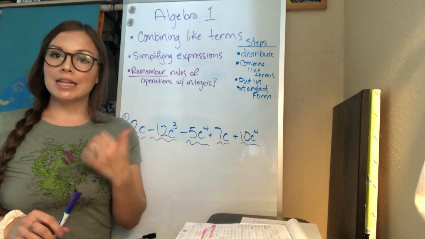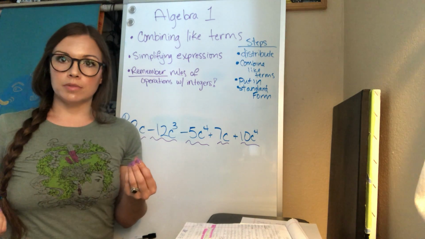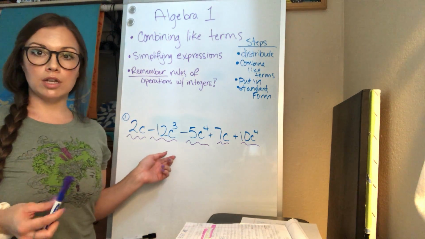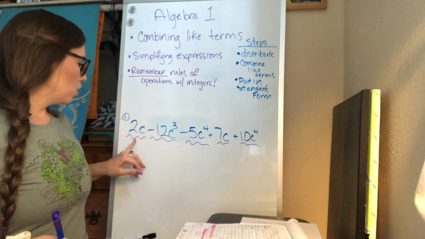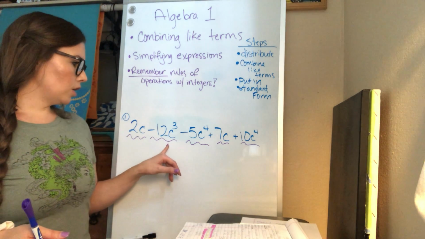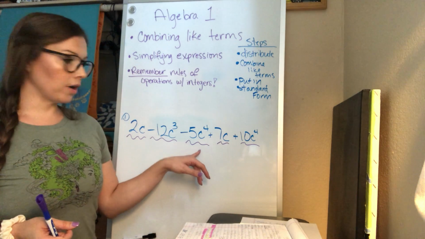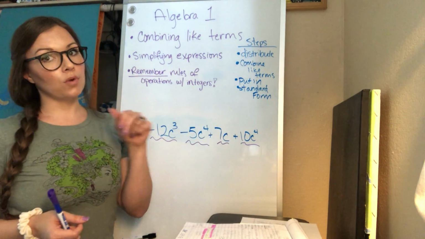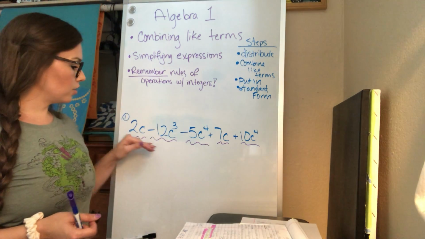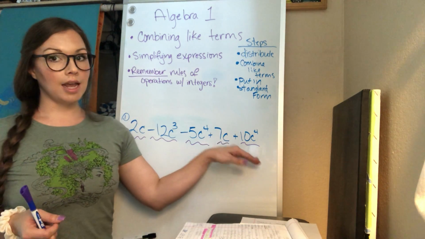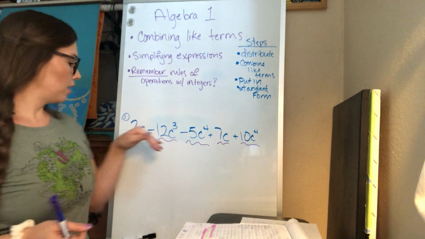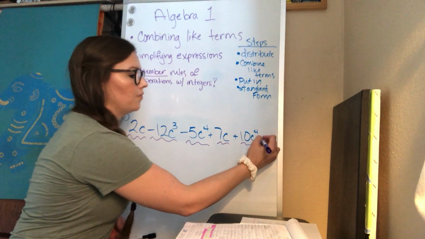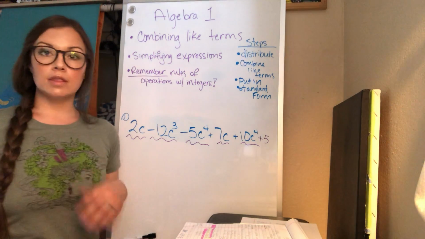When we're talking about combining like terms, first we need to remember what terms are, right? So I'll use this problem that we're going to do together as an example: 2c minus 12c cubed minus 5c to the fourth plus 7c plus 10c to the fourth. I underline each one individually because they are terms, okay? So 2c is a term. If there was a plus 5 at the end, that would also be a term.